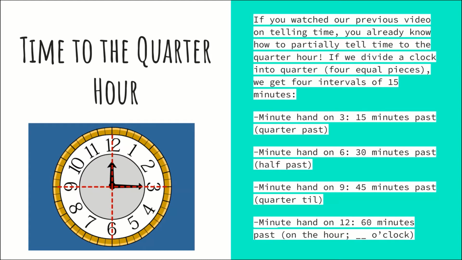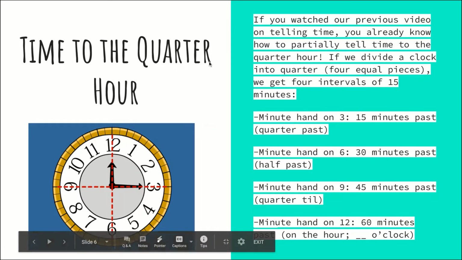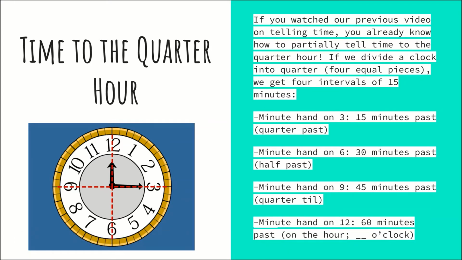So if you watched a previous video on telling time, you already know how to partially tell time to the quarter hour. If you can tell time to the hour and the half hour, that's actually partly quarter hours. If we divide a clock into quarters, which is 4 equal pieces, we get 4 intervals of 15 minutes, okay? And so that sounds confusing, but I'll break it down for you.